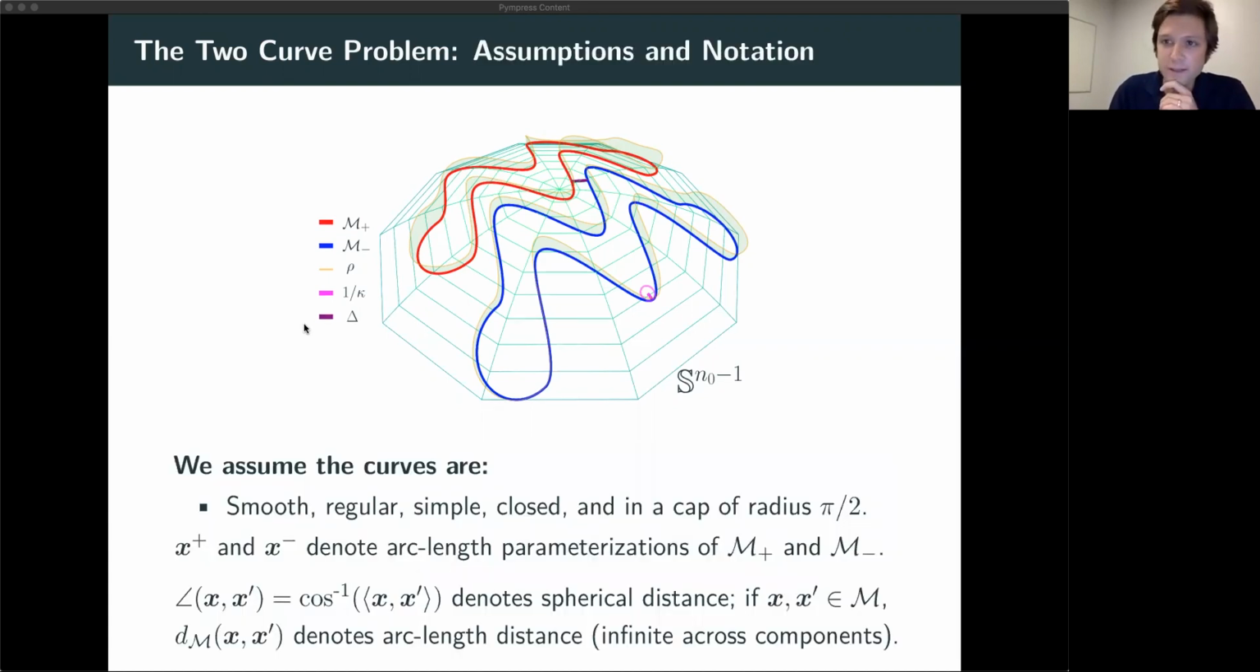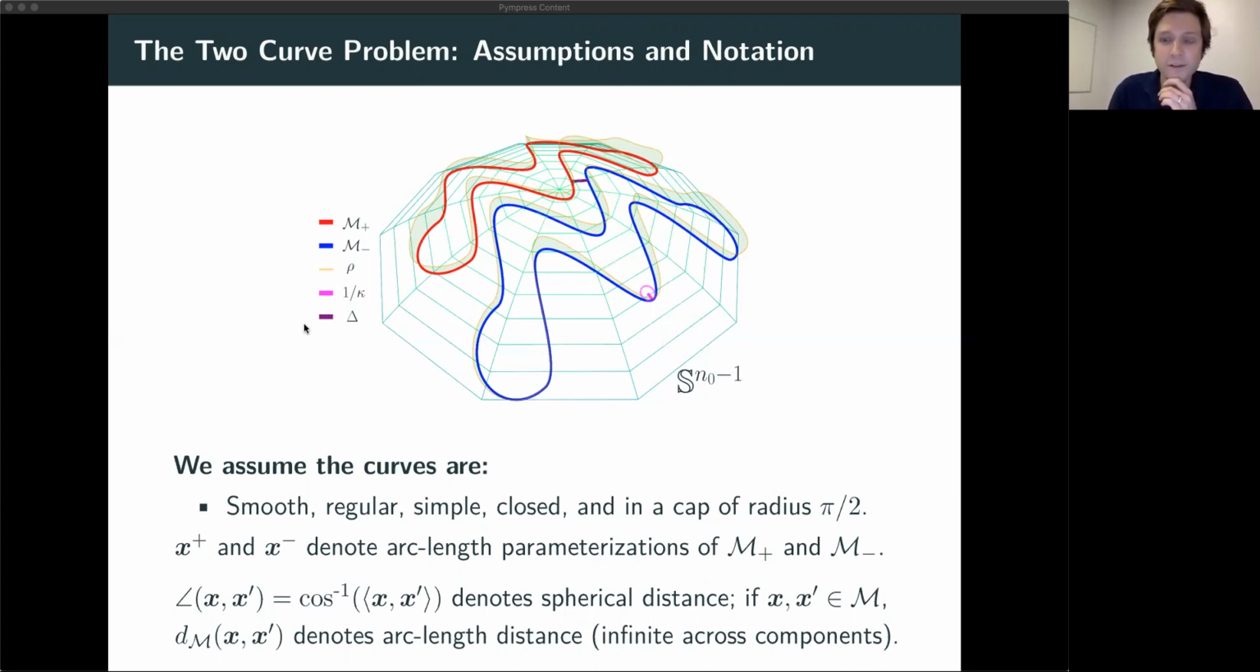A couple of technical details on the data model in this problem before we get into more specifics. In this paper, we're assuming that the curves are smooth, regular, and simple, so they don't intersect themselves. They're also disjoint, so they don't intersect each other. They're closed, so they're topologically circles. And for technical simplicity, we also assume that they're contained in a cap of radius pi over 2. This is purely for technical convenience, and I hope we can remove it soon.